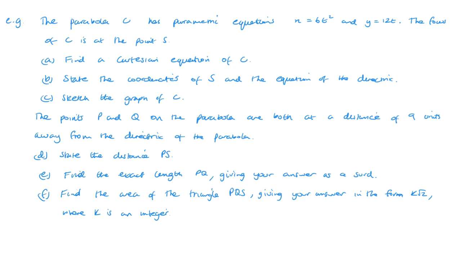So here we have the next example. It's quite big. It's broken down into many parts, but we've got a parabola C with parametric equations x equals 6t squared and y equals 12t. The focus is the point S. So the first step here is to find a Cartesian equation of C.